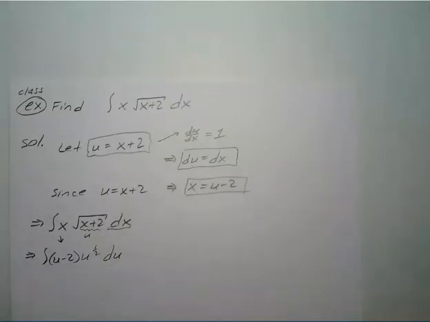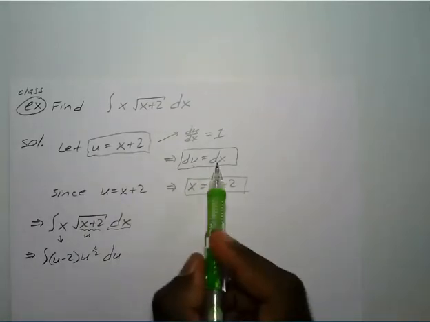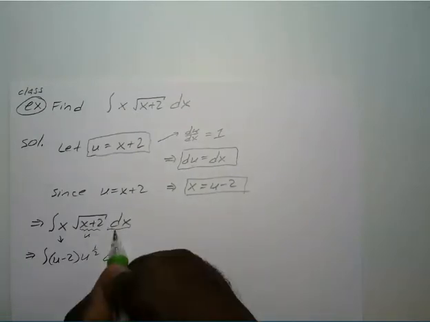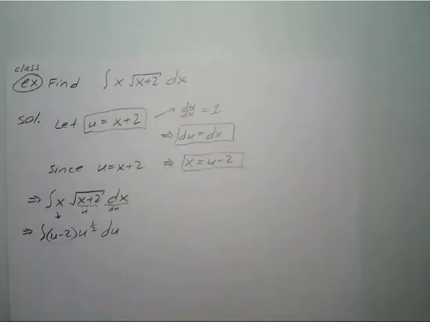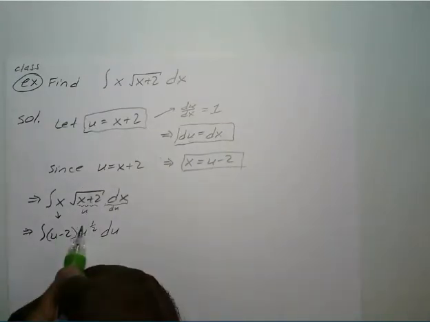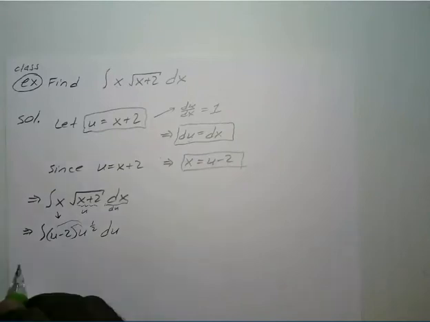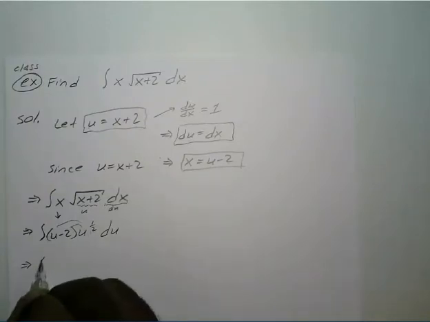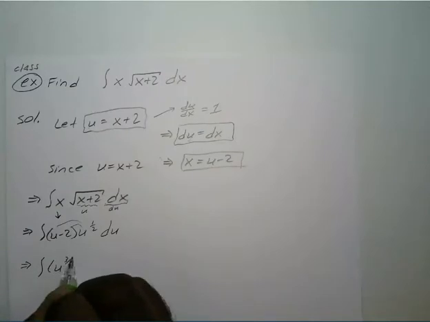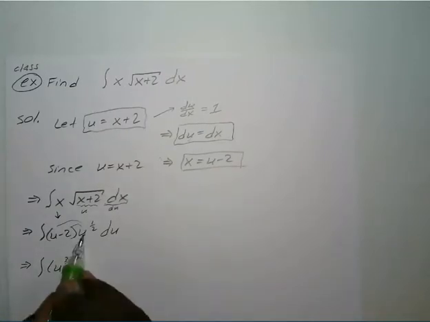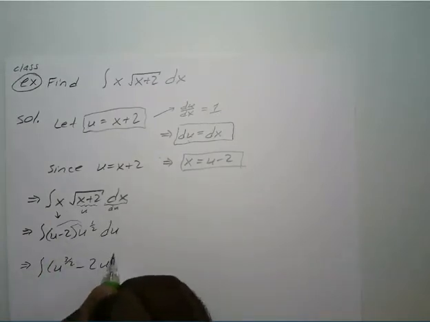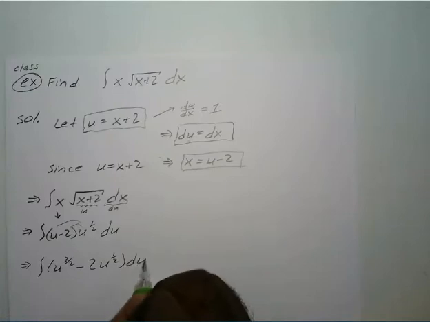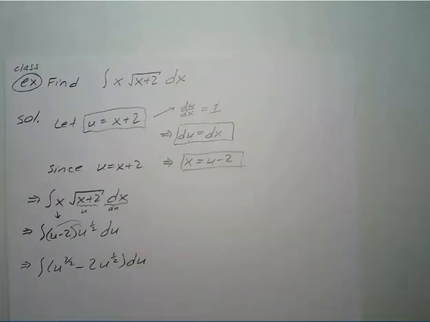So we don't have anything to divide with our du since it just came right out to equal dx. And we write our du there. All right. So now what we're going to do is just distribute our u to the 1 half so we don't have multiple factors there. So u to the 1 half times u, remember that's u to the 1 half times u to the first power. That's just the integral of u to the 3 half minus 2 times u to the 1 half is just 2u to the 1 half power du. All right, so from there we go ahead and we integrate both sides.